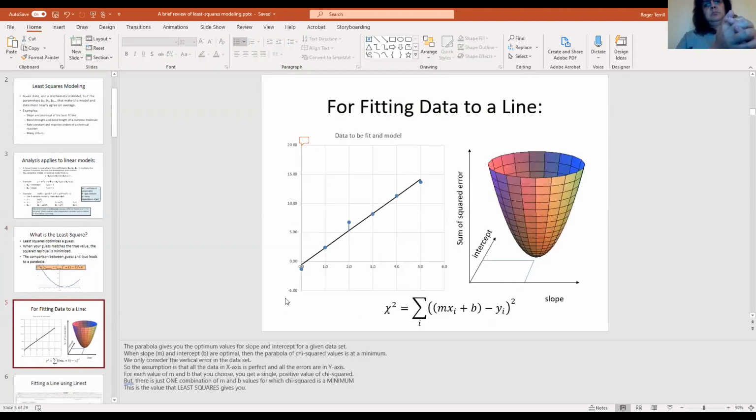So then if you have multivariate models, what you do is you compute chi-squared here. And chi-squared is the sum of the differences.